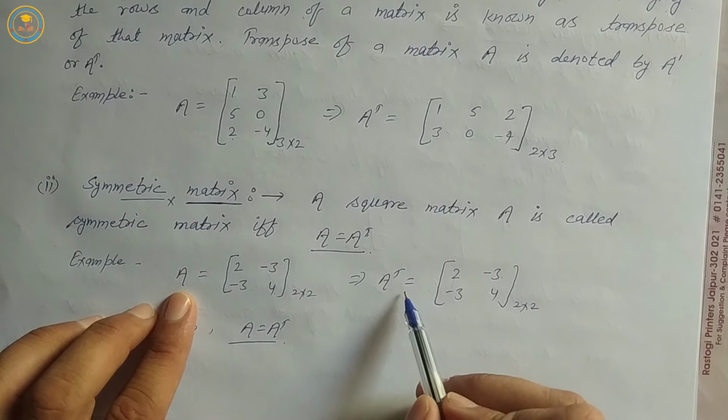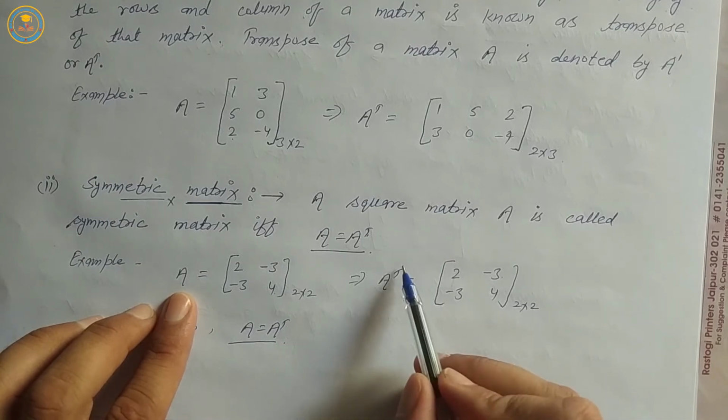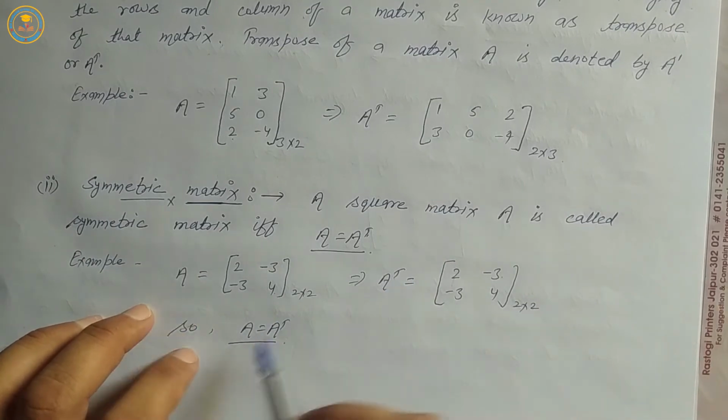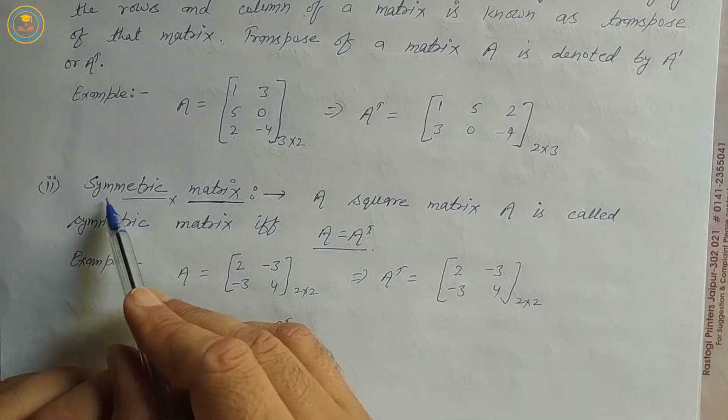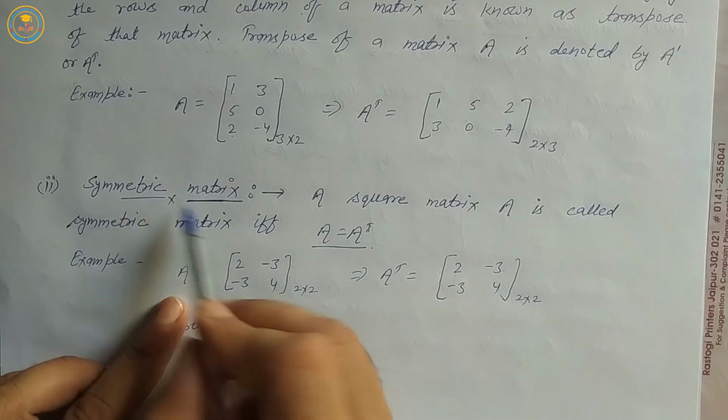A is equal to A^T. It means A is equal to A^T. So that is a symmetric matrix. Matrix A is a symmetric matrix.